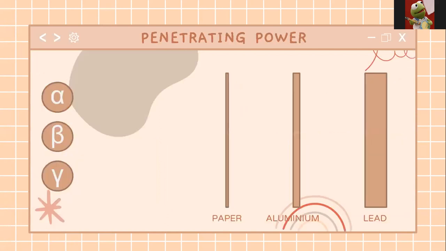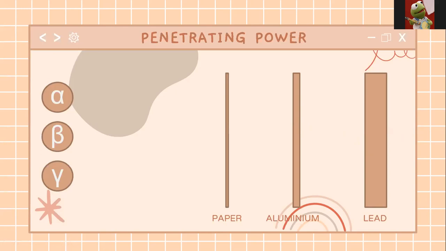So what is penetrating power? Well, penetrating power is defined as the power that a type of radiation has to pass through or penetrate certain materials. That means if a type of radiation cannot pass through a material like paper, it indicates that its penetrating power is weak. Alternatively, if a type of radiation cannot pass through a thick slab of lead, that indicates that its penetrating power is strong.